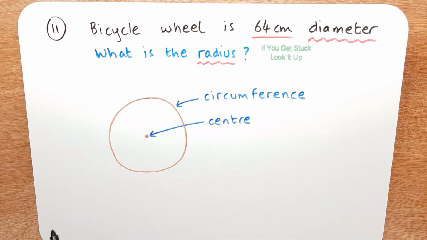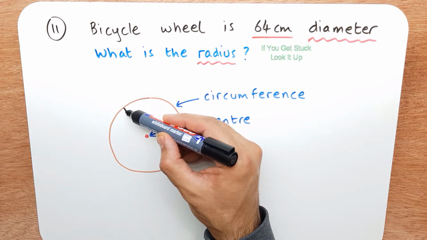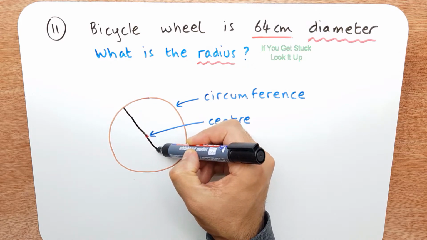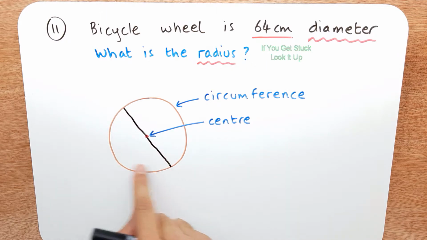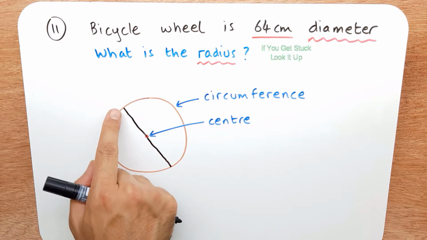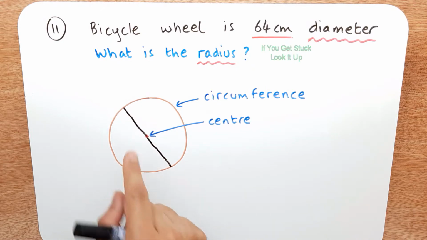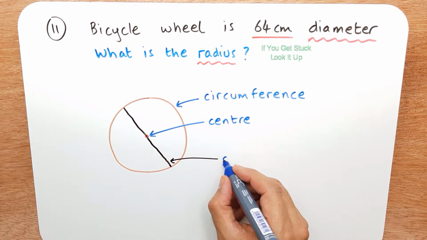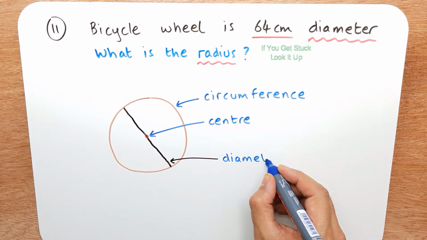Now I'm going to draw a line from one part of the circumference straight through the center and then back out. It's one long straight line. It can be in any direction, it doesn't matter. So a straight line running all the way across through the center. This here is called the diameter of the circle.